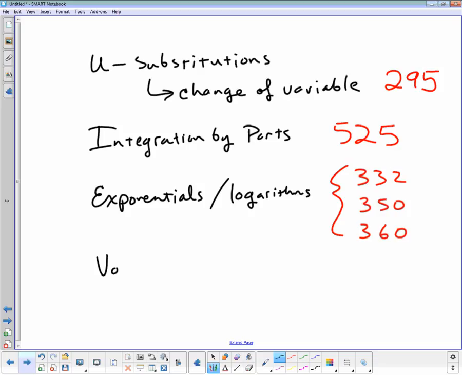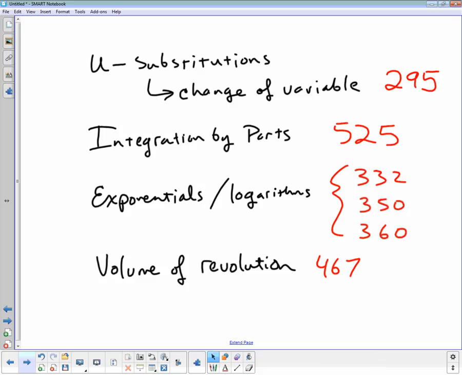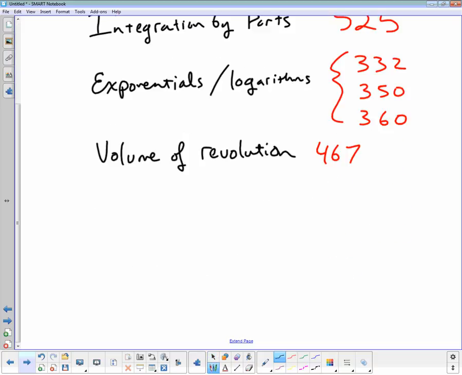Volume of revolution. That's on page 467. By the way, I'm talking about the Larson book for all of these, not the blue book, but the gray book. Just a moment. Mean value theorem for both derivatives and integrals.